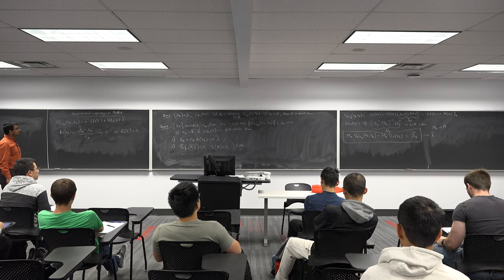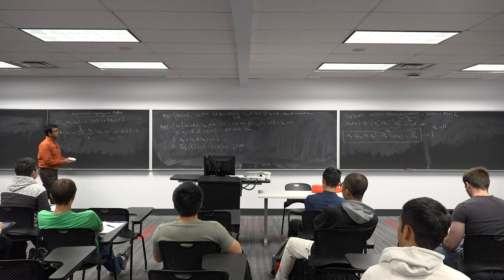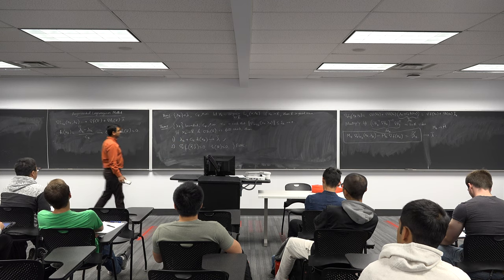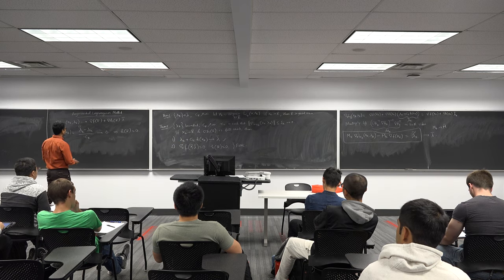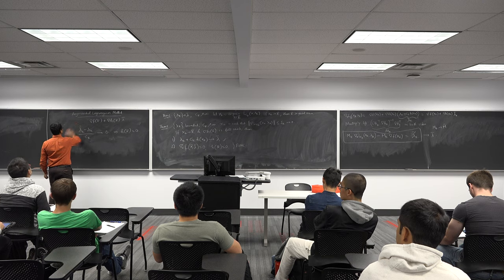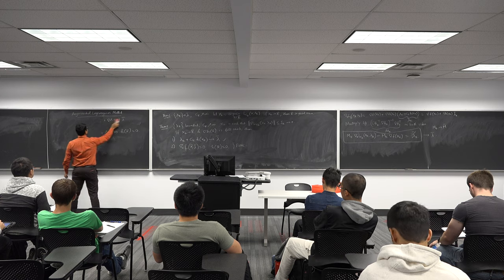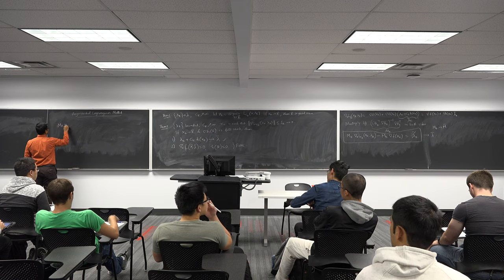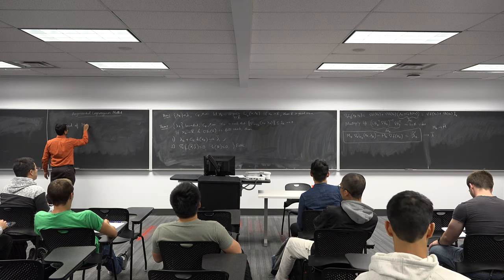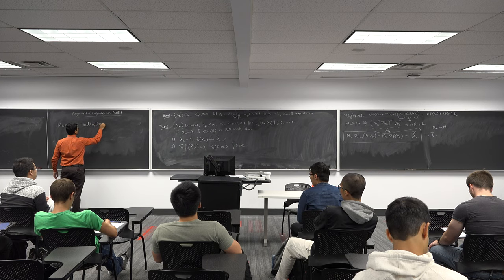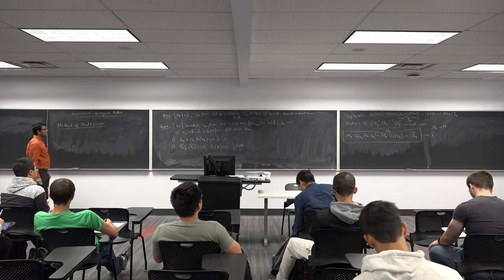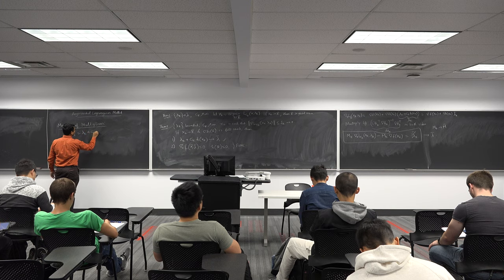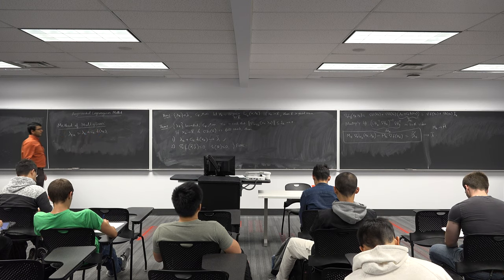Now, in the method of multipliers, you pick lambda k plus 1 according to this fashion. And that gives you a completely new class of algorithms, which is part of the augmented Lagrangian method. In the method of multipliers, you pick lambda k plus 1 as lambda k plus ck h of xk.